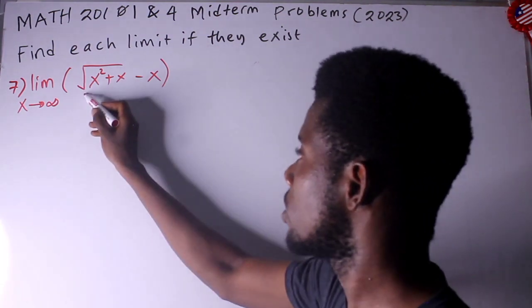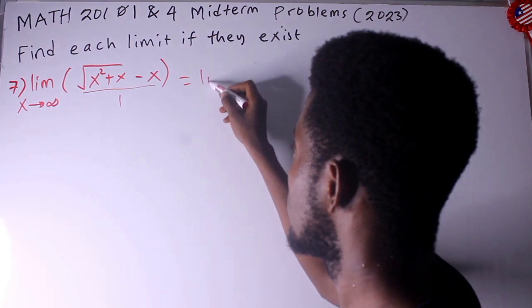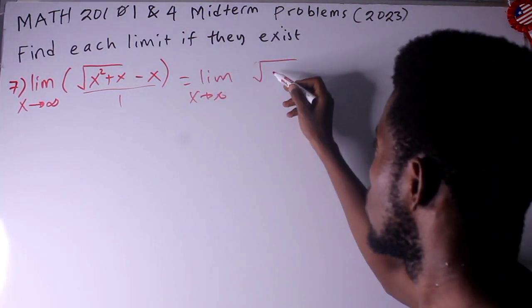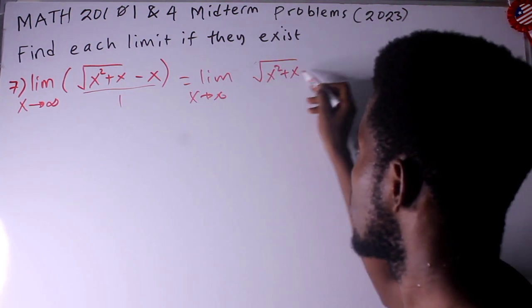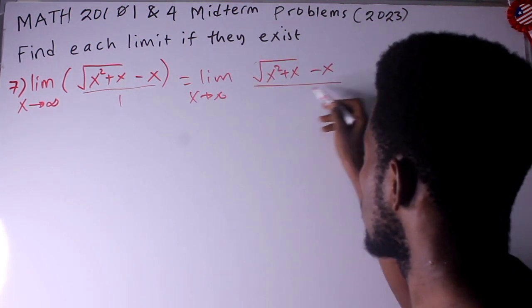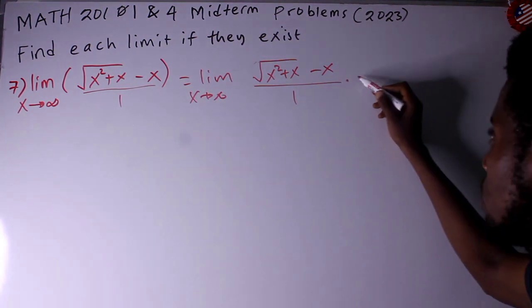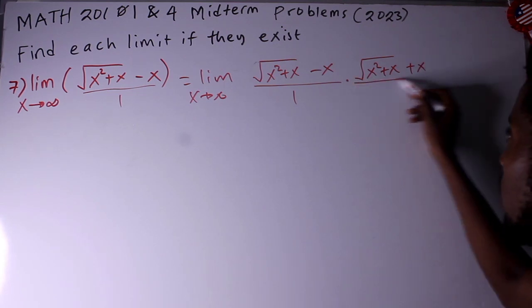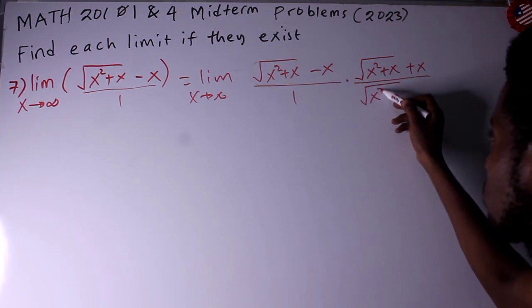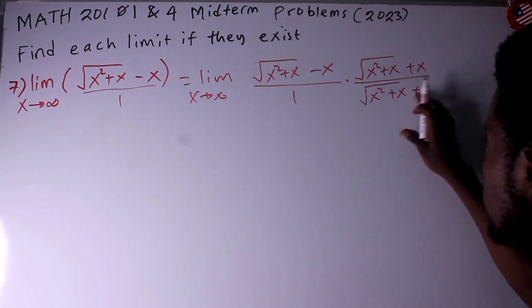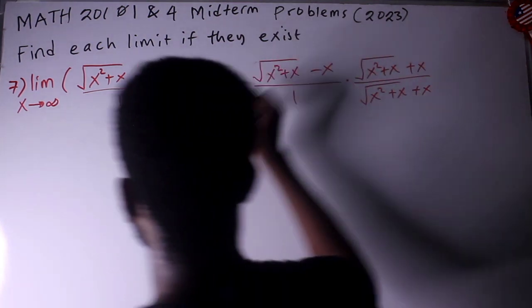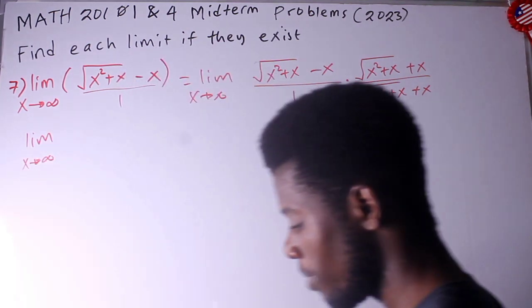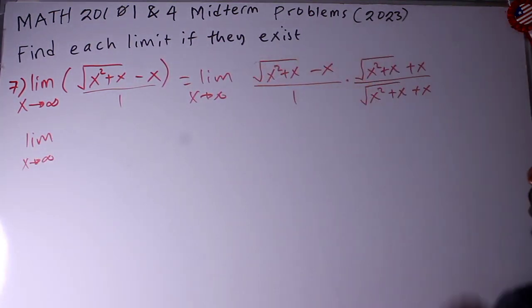So this entire expression has a denominator of 1. So we write it as the limit as x approaches infinity of the square root of x squared plus x minus x, and keep in mind that the denominator is multiplied by the conjugate. So the conjugate will be the square root of x squared plus x, all divided by the square root of x squared plus x. And then we multiply the numerator by the numerator, and the denominator by the denominator.